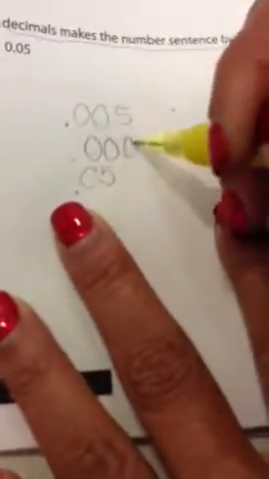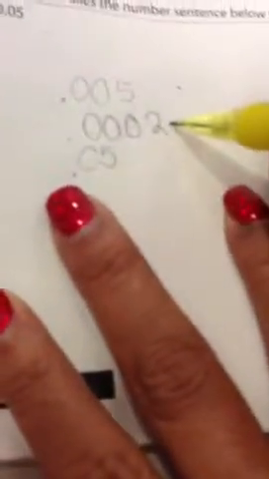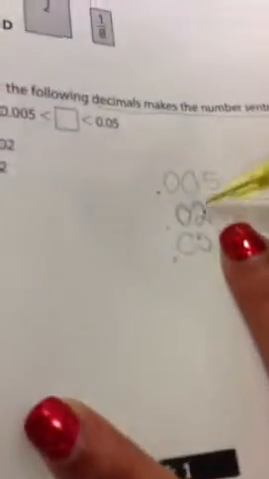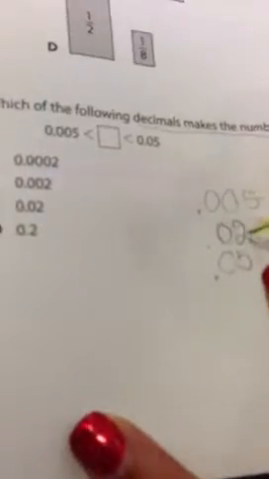I'll try the next number, 0.0002. That does not make sense. This is not bigger than this number, so I'll erase it. My next choice, 200 is bigger than this, and it is less than 500, so this is actually absolutely true. And let's try, we only have a few more to go.